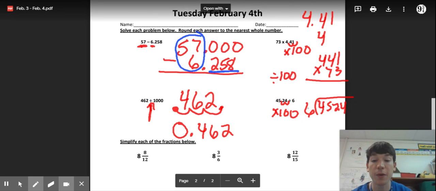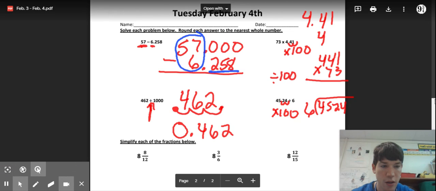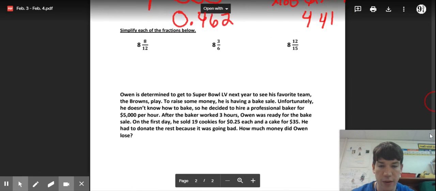For any of these, when you're looking at your numbers, always think about what your whole numbers are and what kind of answer would make sense. And we can work from there. All right, moving down the page. Let's go to the next part.